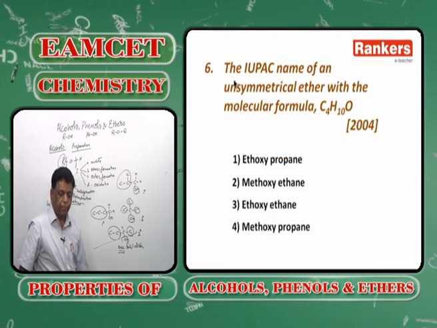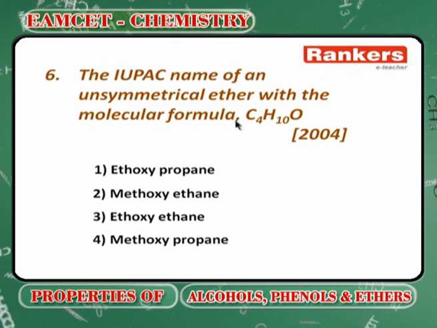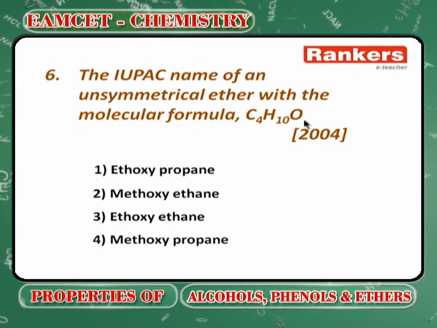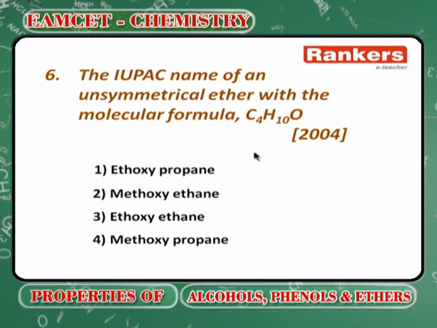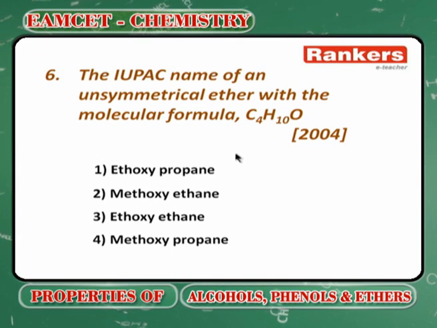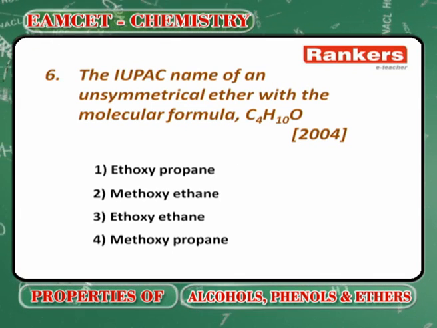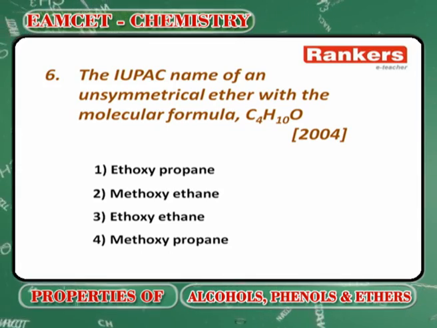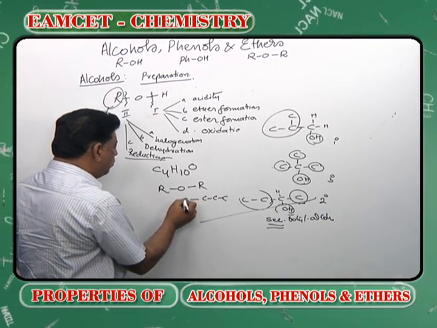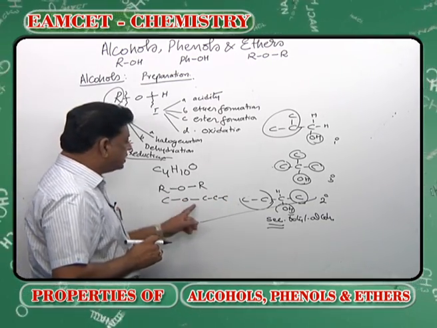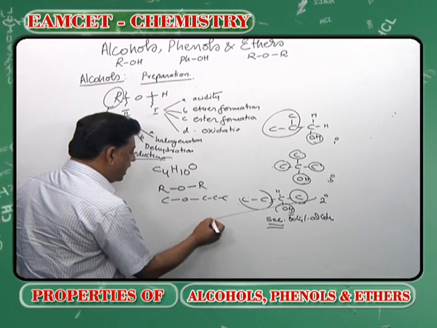Next. The IUPAC name of an unsymmetrical ether with the molecular formula C4H10O. This question is actually from the ethers topic. Here you have to make an ether. Ether means ROR. Unsymmetrical means out of 4 carbons, you take 3 carbons on one side and 1 carbon on the other side. So, you will get methoxypropane as the right answer. The propane can be attached this way also.